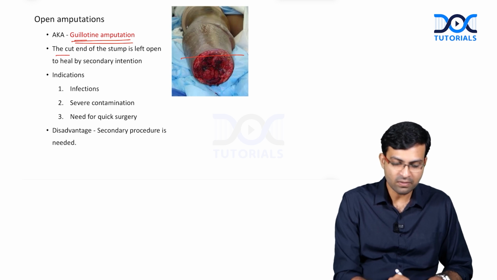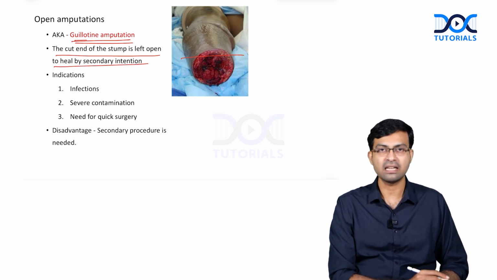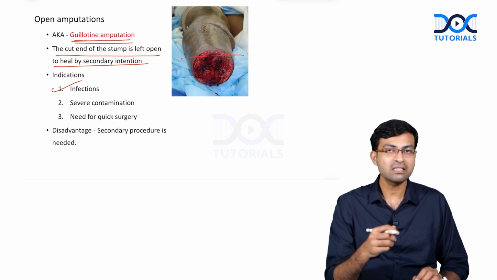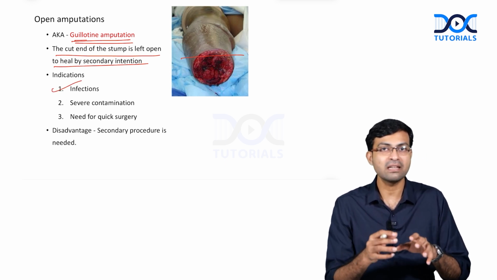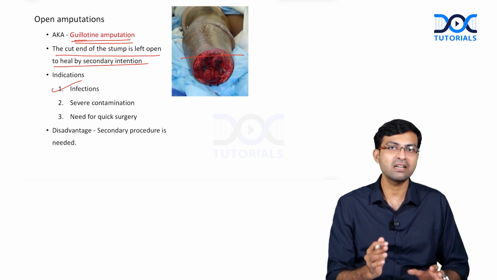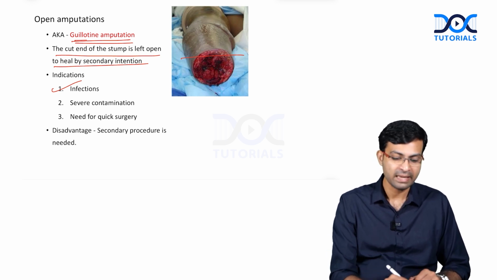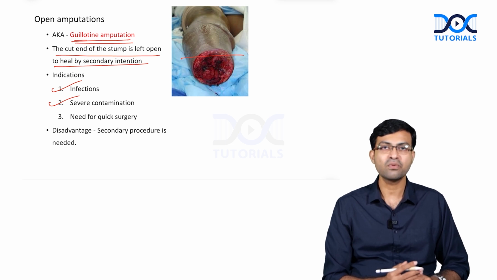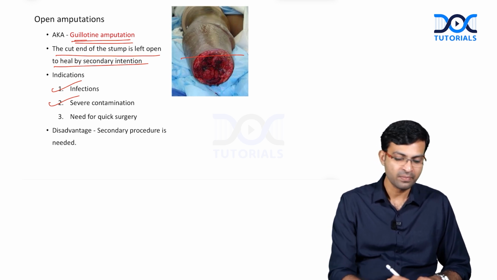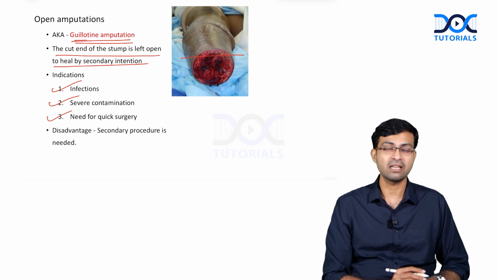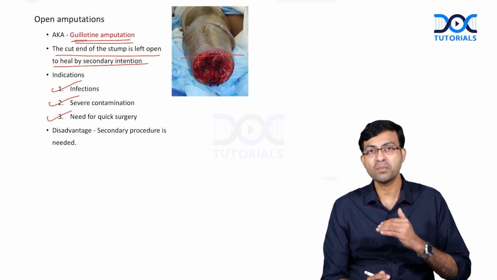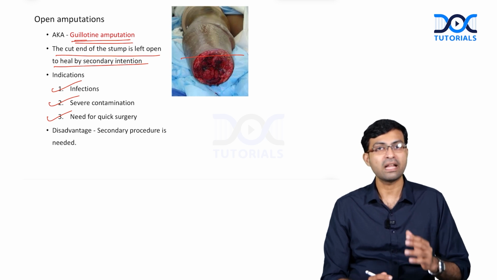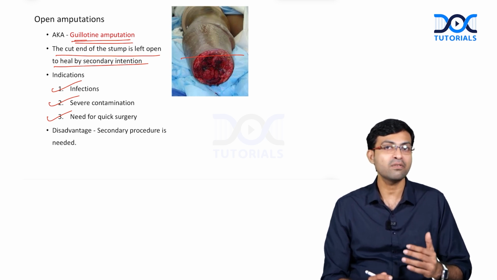So the cut end of the stump is left open to heal by secondary intention. This is used in severe infections where if you close the stump, there is a risk that pus can accumulate inside and there could be reinfection. So in that condition, we keep the limb open. Then in severe contamination, again there is a risk of infection if you close the wound. Again, we leave it open at that stage. Then there is the need for quick surgery. There are certain conditions where the disease will be progressing very fast, and if you don't amputate the limb as early as possible, it can threaten the life of the patient.